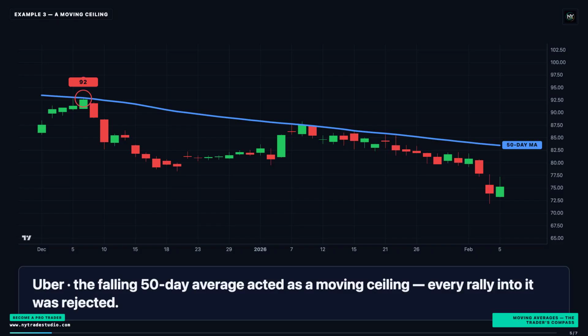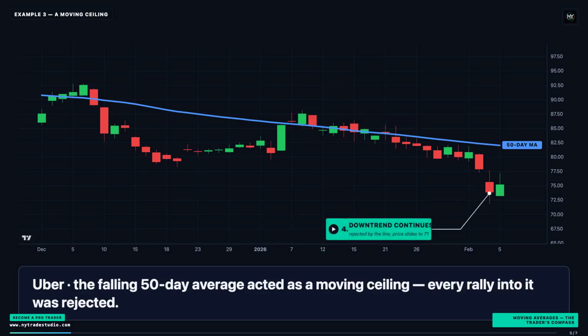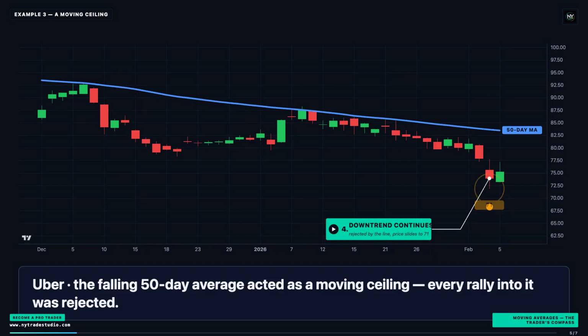And just like the floor in our first example, this works because it repeats. Early January, mid-January, late January, 4 separate times price runs up into that falling average, and 4 separate times it is turned away. Every one of those rejections is the downtrend reasserting itself, and it hands a trader a clean, repeatable place to look for shorts, into the falling line, not at the lows. And the result is right there. Because every rally died at that moving ceiling, Uber kept grinding lower, all the way down toward 71.